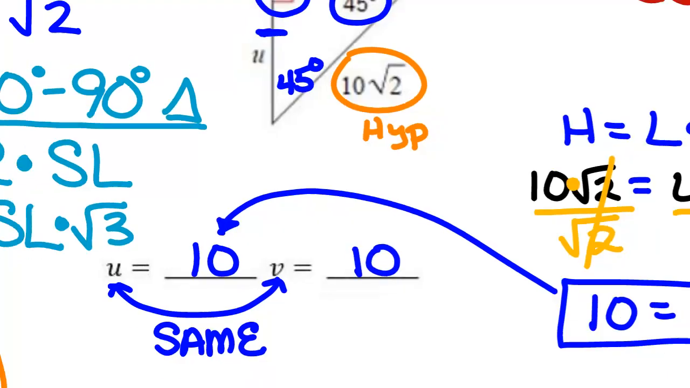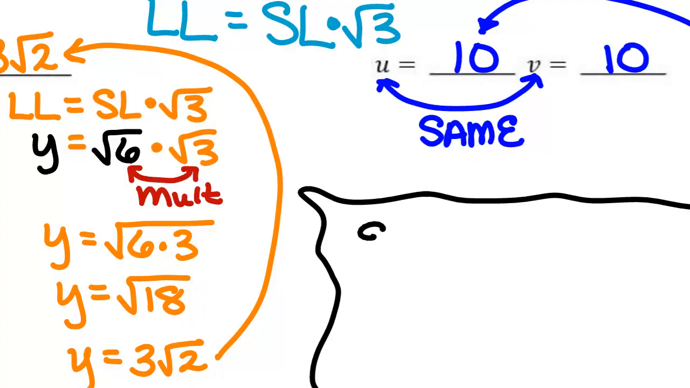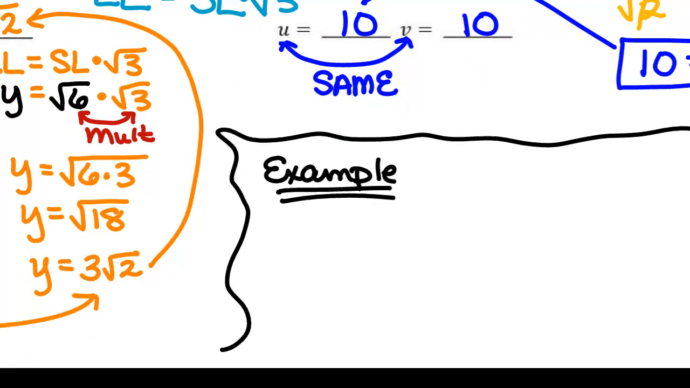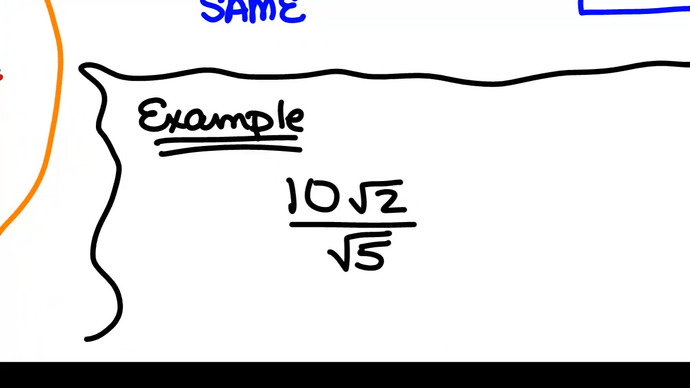V is also 10. I had a really good question first period that I want to touch on. They asked, what if it hadn't canceled out over on the left-hand side? So here's another example. If I had 10 radical 2 over, let's just pretend it was square root of 5 instead of square root of 2 on the bottom. How would we approach that problem? I can't leave radicals in my denominator. Does anybody remember what we do when we have a radical in the denominator like this?